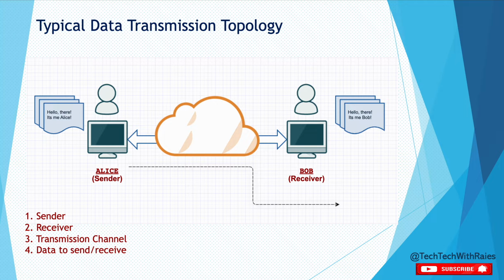A typical data transmission topology. This is a complete pictorial diagram where, at a very high level, there are two parties. One is the sender, another is the receiver. In between them there is a communication channel, and a very important thing, that is data. This is the message or data which needs to be sent to the receiver, and it should be received successfully at the receiver's end. So in total there are four things in the typical data transmission topology: sender, receiver, communication channel, and the most important thing, data, for which security must be provided.